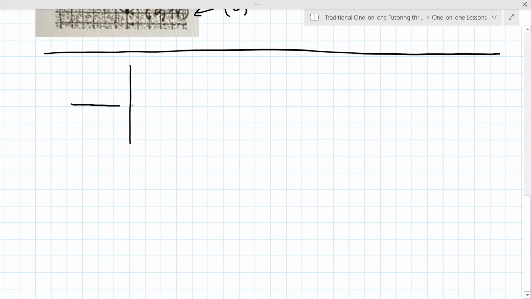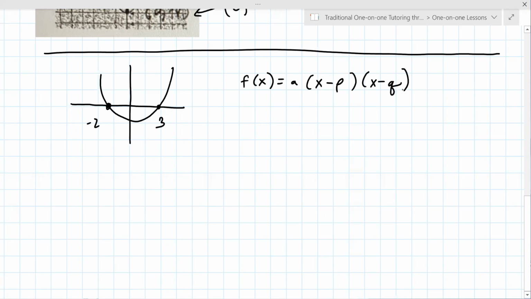Here's a graph. Here's -2, and this is +3. I want you to write f of x equals a, x minus p, x minus q, and a equals 1. We're going to just do factored form first. Write that: factored form. f(x) equals a, x minus p, x minus q.